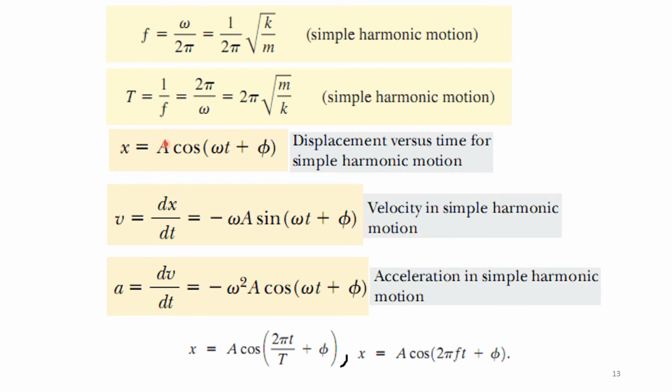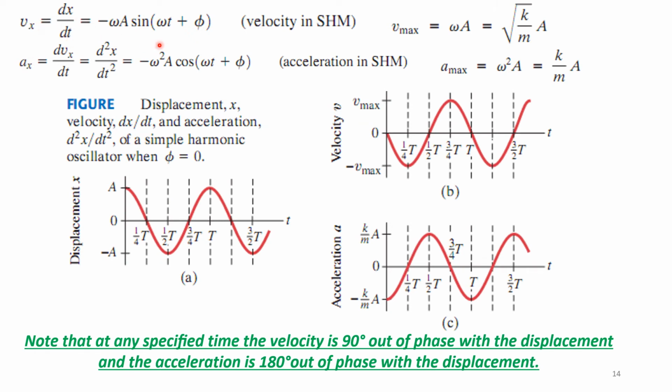Here, the amplitude a is the maximum value of displacement, and omega a is the maximum value of velocity. Acceleration is the first derivative of velocity with respect to time, which is equal to minus omega squared a cosine omega t plus phi, where the maximum acceleration is omega squared a. Here we have velocity as a function of time and acceleration as a function of time. Then the maximum velocity is omega a, where omega is equal to the square root of k over m, times a, and the maximum acceleration equals omega squared a, which is equal to k over m times amplitude a.